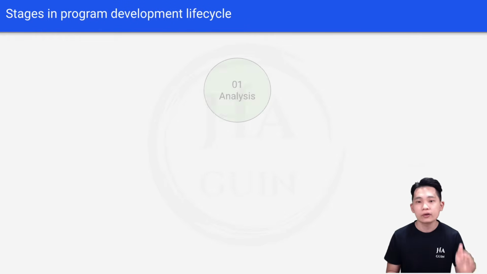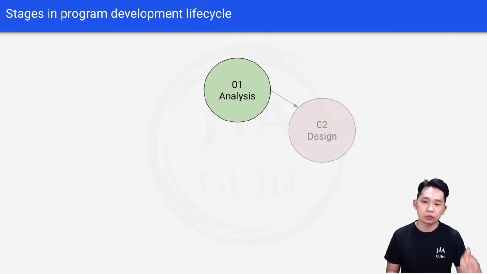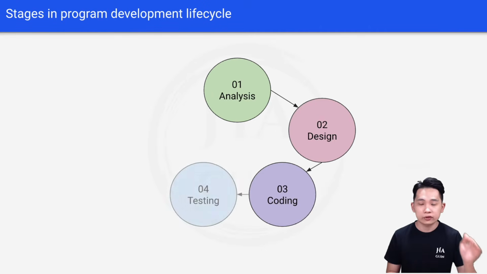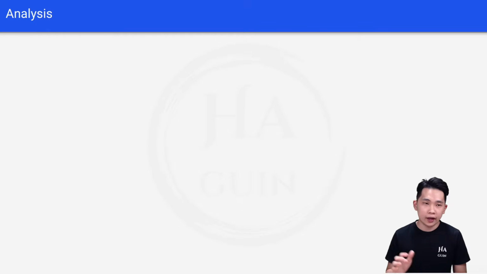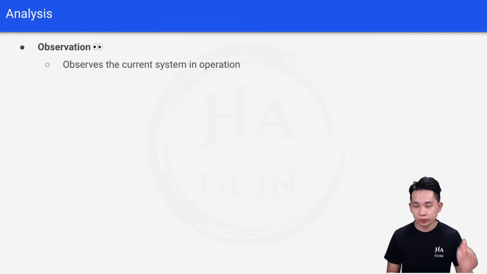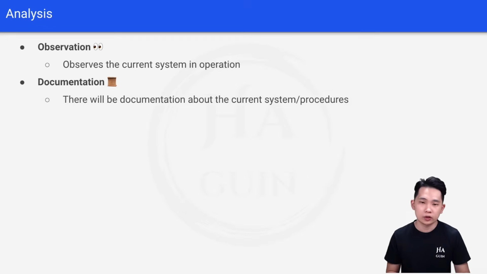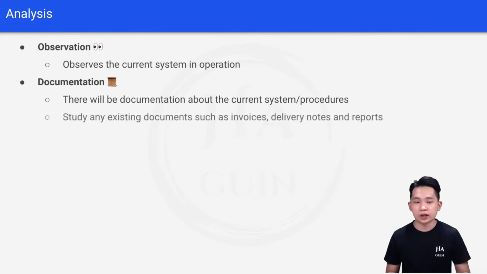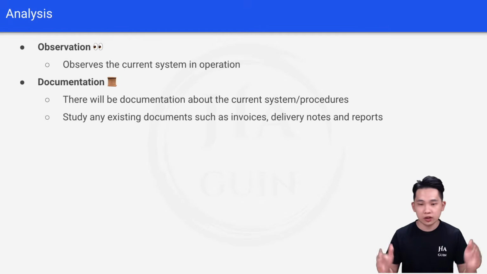Let's look at 5 stages in program development life cycle. So first of all, we have analysis stage, and next will be design stage, and next will be coding stage, and then we have testing stage, and finally we have maintenance stage. So under analysis stage, we have observation, which actually observes the current system in operation, and then we have documentation, whereby there will be documentation about the current systems or procedures. And then we have to study any existing documents such as invoices, delivery notes, and reports.